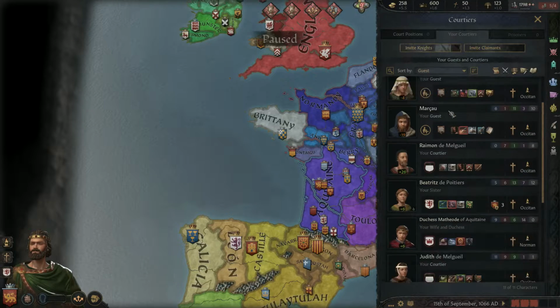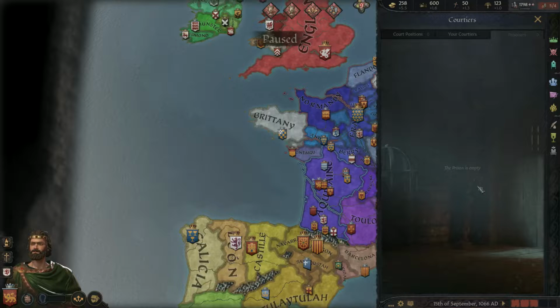Now again, you've got a list of all my courtiers here, and then prisoners, when you have any, will appear here. So quite nice to keep track of them, but maybe not the best of tabs, but there it is.